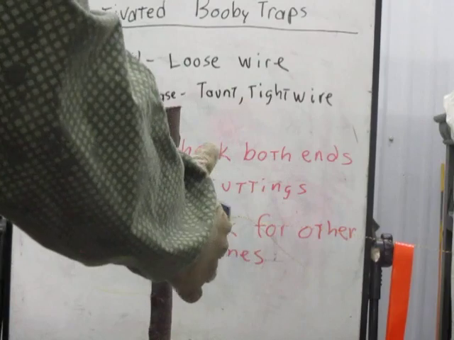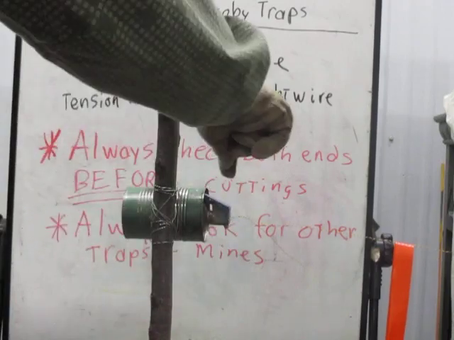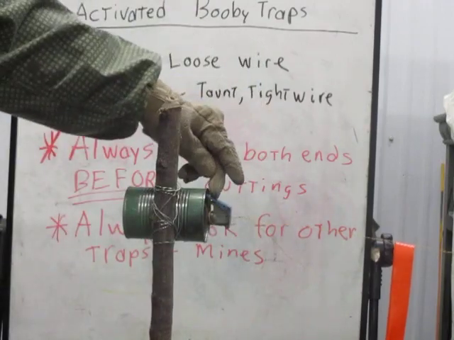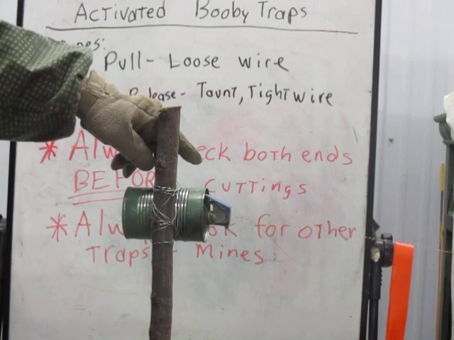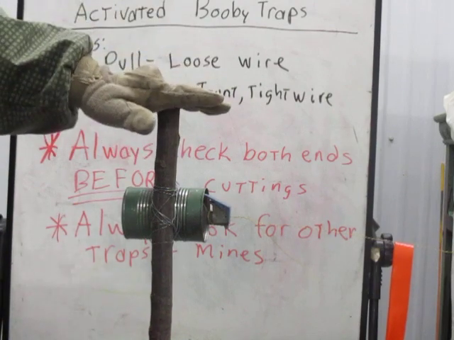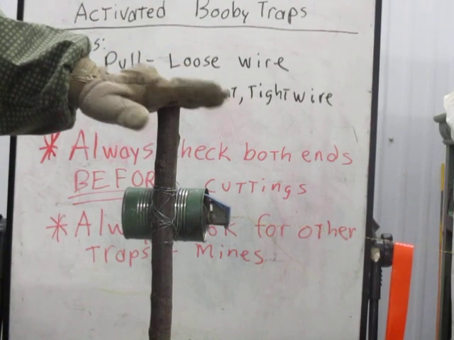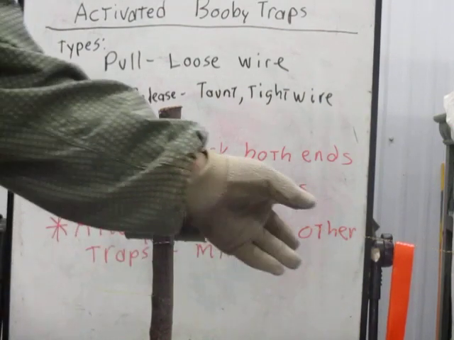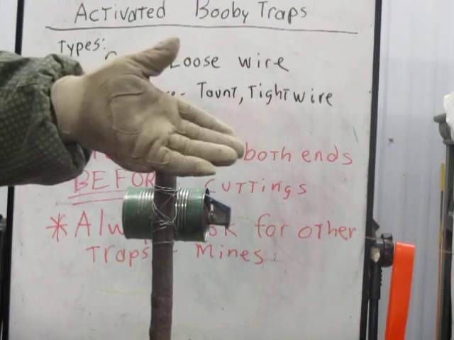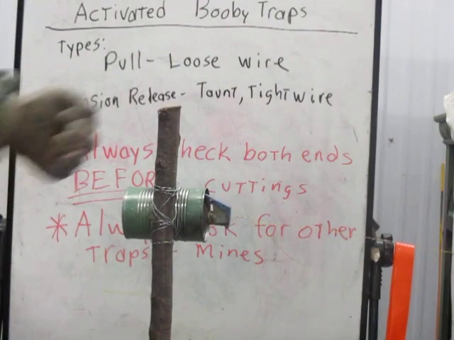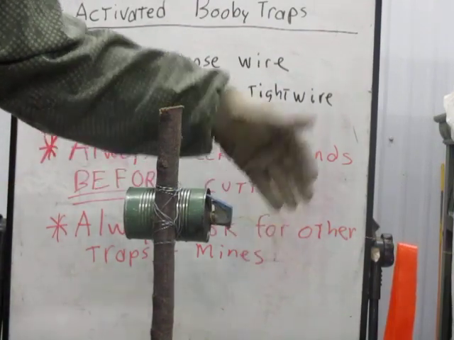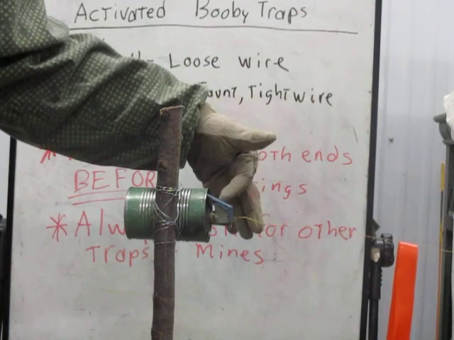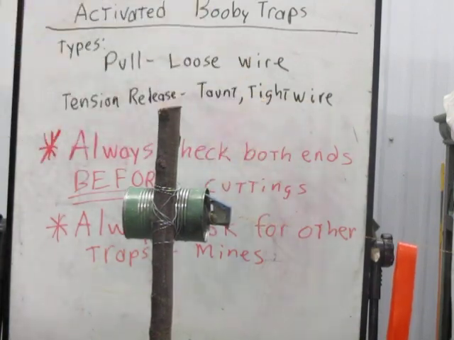We cleared away some brush. We found an M67 fragmentation grenade inside a soup can attached to a stake hidden in a bush. Now, you may think, oh, this is real simple. We got a pull type device, because how this works, the tripwire gets pulled, pulls the grenade out of the can, the grenade goes off.